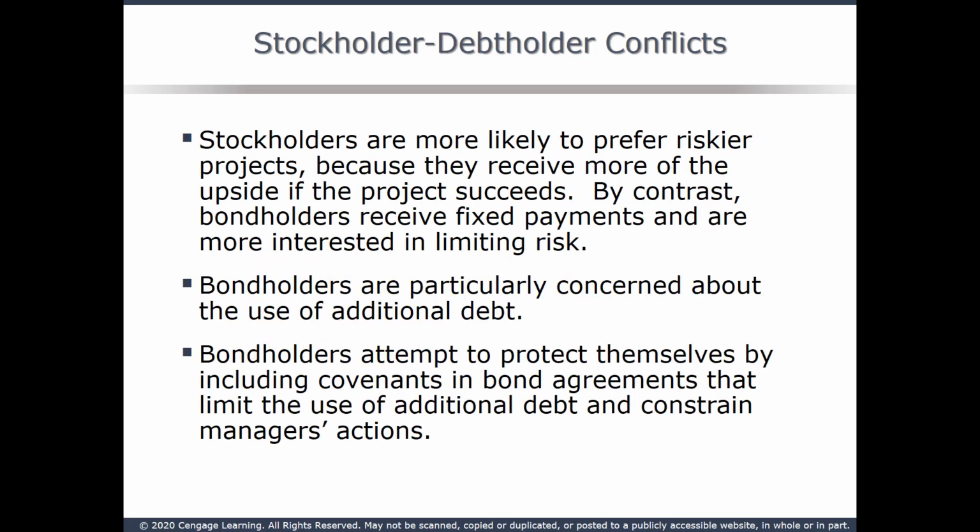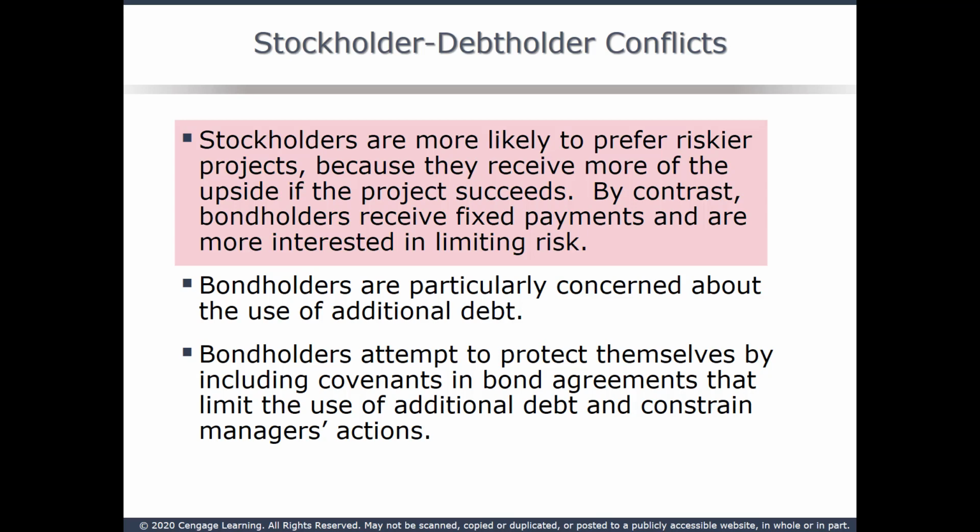Conflict can also exist between stockholders and bondholders. Stockholders' liability is limited to the price they paid for a share of stock, but if the firm turns out to be the next Google, they win big. Thus, shareholders want the firm to take on risky projects. Their downside is limited, but their upside is not.